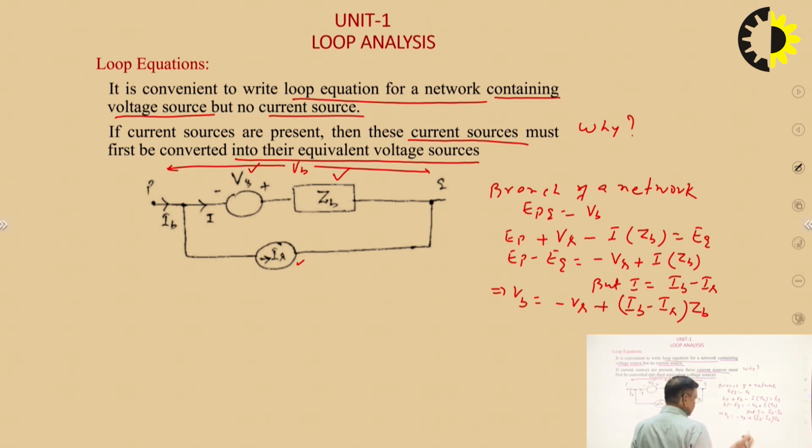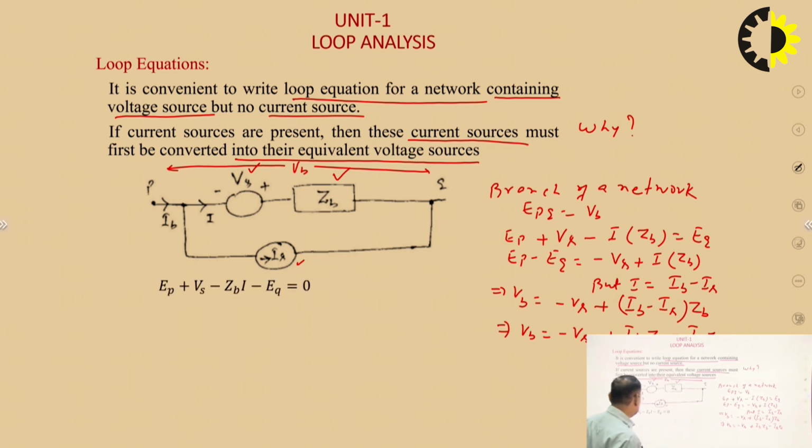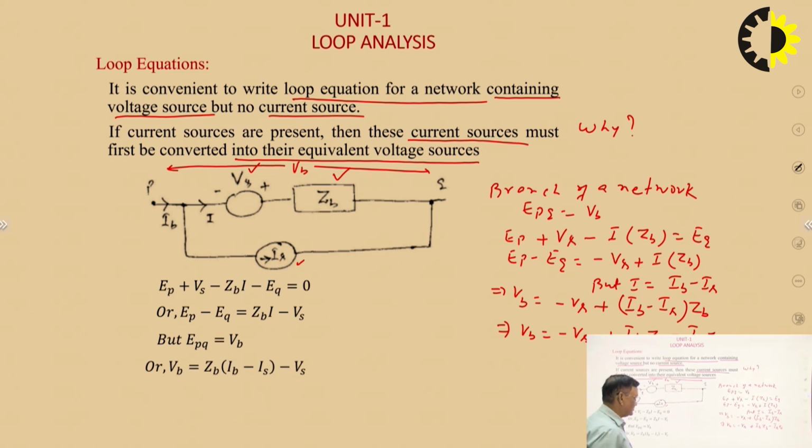On simplification we can get VB equal to minus Vs plus IB into ZB minus IS into ZB. This much we can write. So we can check here that we are getting VB equal to minus Vs plus ZB (IB minus IS). This much we can get.